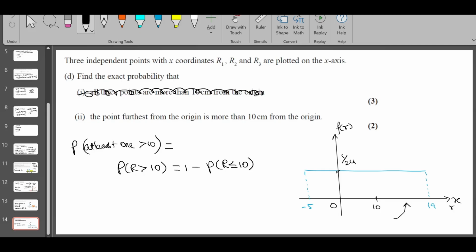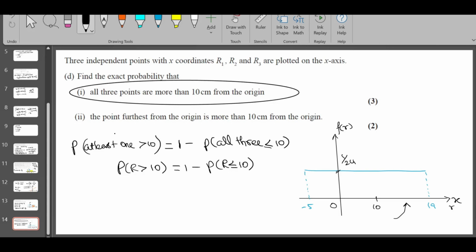What does that mean? Instead of finding at least 1 greater than 10, we can find 1 minus the probability that all 3 points lie within 10 centimeters, less than or equal to 10. Okay. In the previous part, we calculated that all 3 points lie more than 10 centimeters. The answer is 9 over 24 whole cubed, right? Why did we cube it? Because all 3 probabilities are 9 over 24.